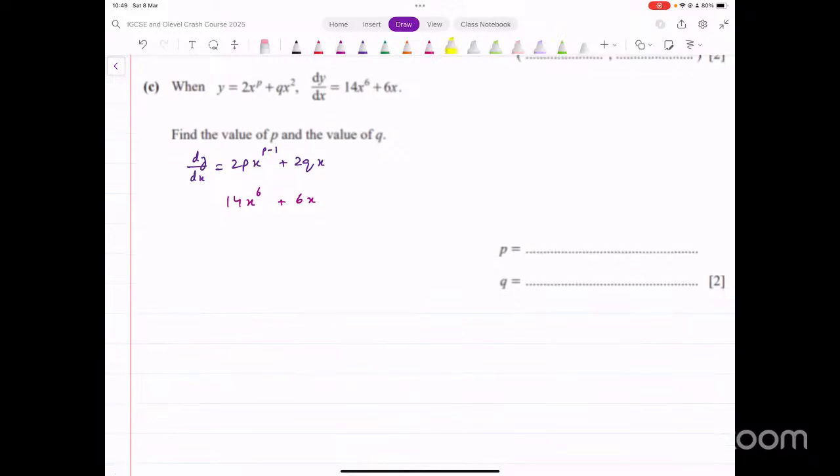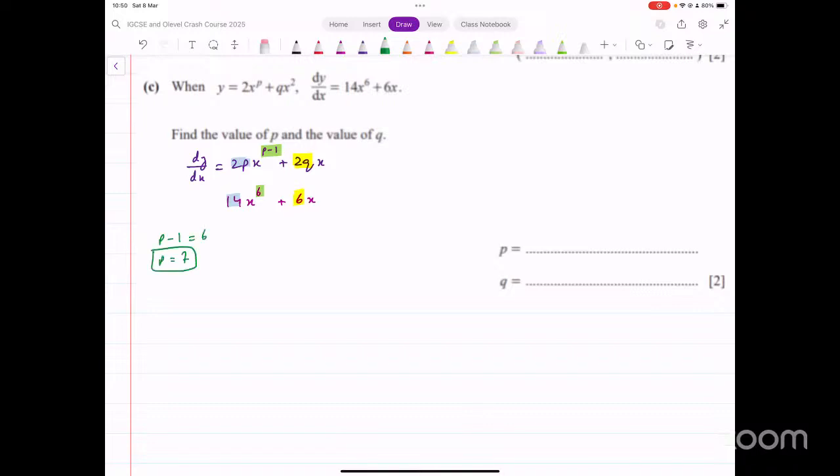Now, we can compare both of them. That means 2q should equal 6, right? The coefficients of x should be the same. And these two coefficients should also be the same. You can either make these the same, or you can also say their powers should be the same. Both of them should give you the same result. You can try any of them. 2p equals 14, that gives you p equals 7. Or p minus 1 equals 6, that also gives you p equal to 7. So you can do any of them. So if I do p minus 1 equal to 6, that gives me p equal to 7.